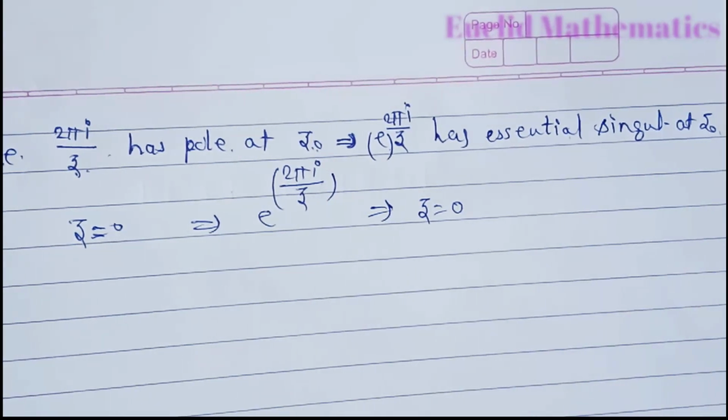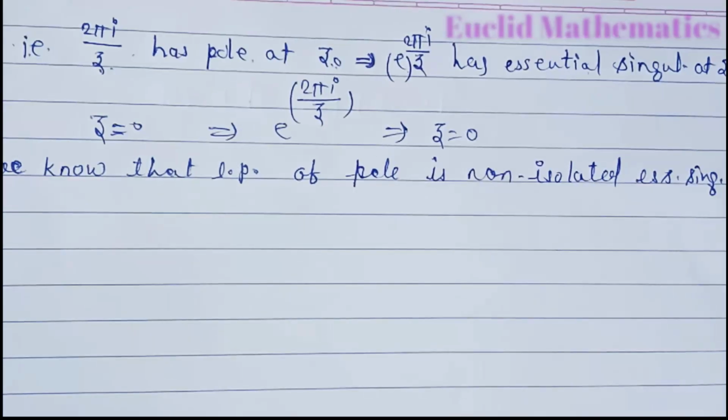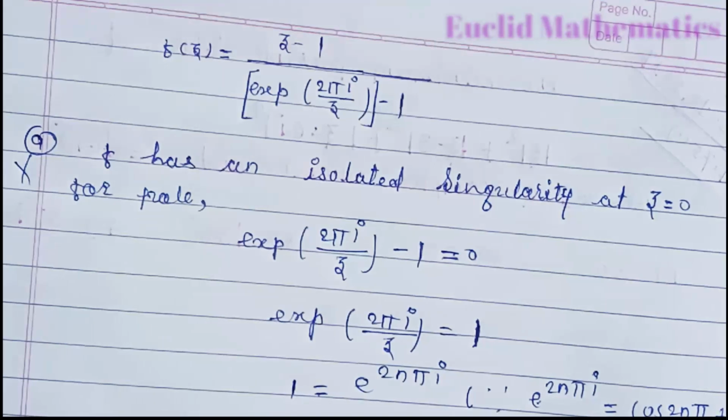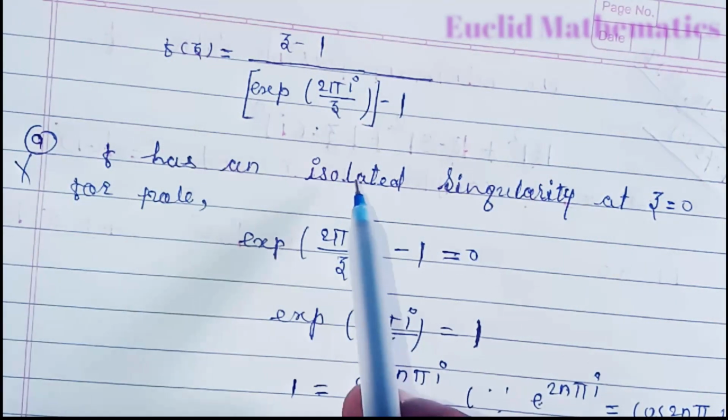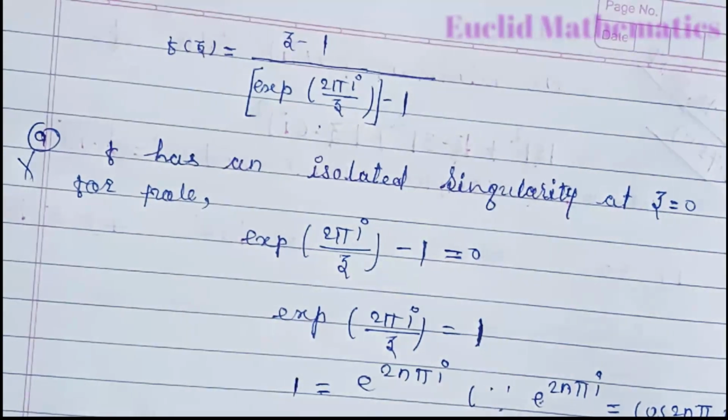And we know that a limit point of poles is a non-isolated essential singularity. So this gives f has a non-isolated essential singularity, but option A says that f has an isolated essential singularity at z equal to 0. So option A is wrong.